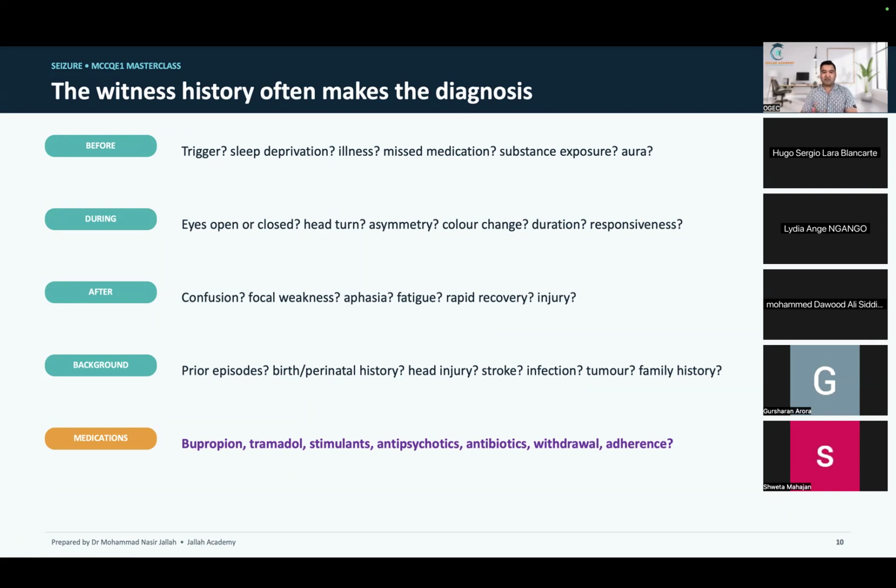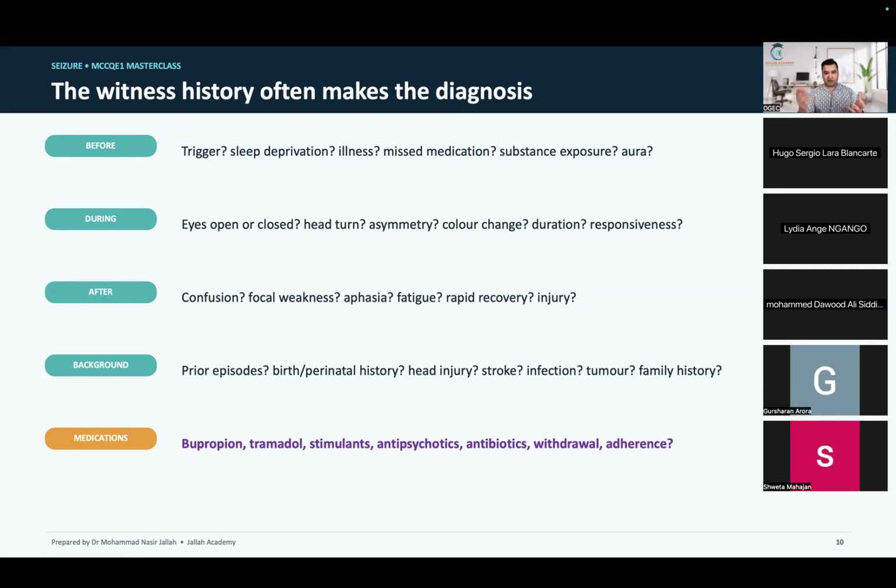The witness will give you the most reliable history because the patient is seizing. The patient was out of consciousness, so he cannot give you the most reliable history. So the witness or the family member would be giving you the most reliable history. But it is not like a routine history that you're taking from the patient. It has to cover before the seizure, during the seizure, and post seizure.